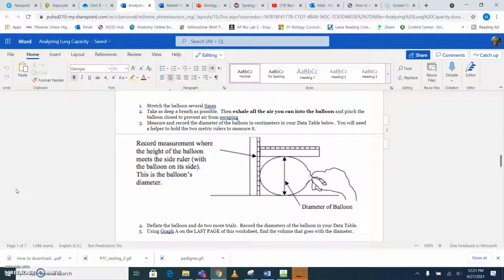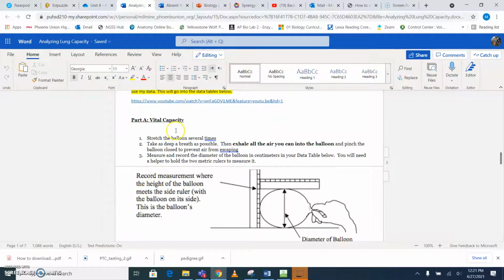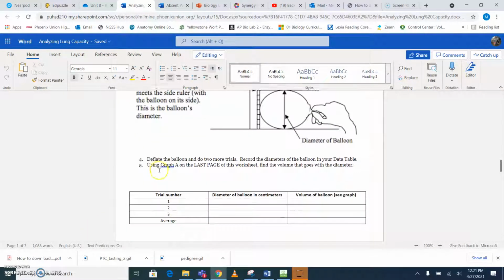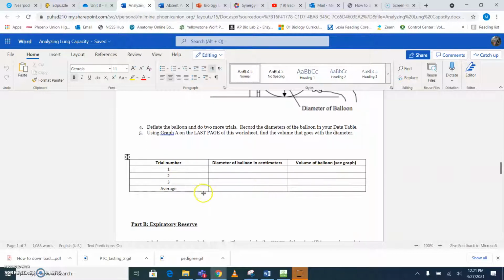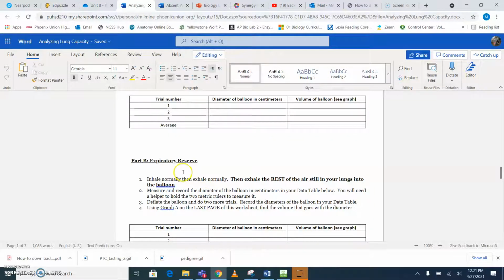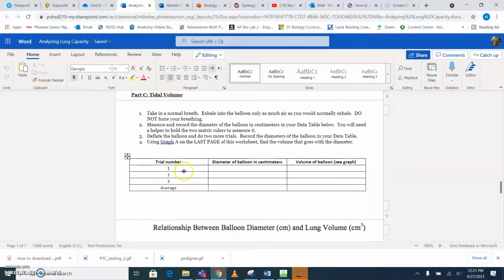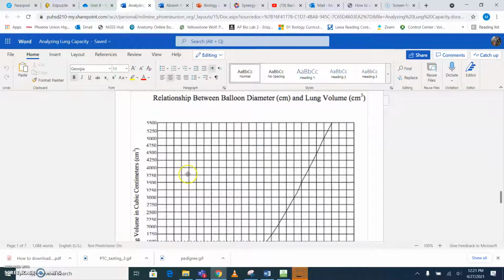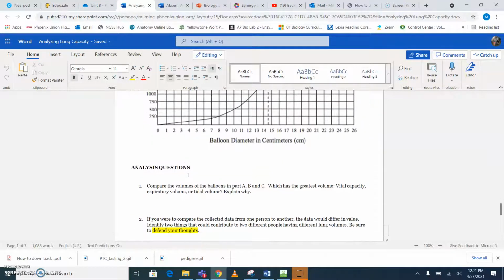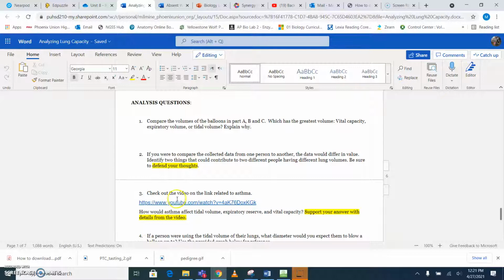So what we're going to be doing in this investigation is measuring the vital capacity of my lungs. We'll be doing 3 trials of that, getting an average. We'll be looking at the expiratory reserve, same thing. The tidal volume, same thing. And then we'll be plugging those values into this graph and using that to answer the questions that follow.